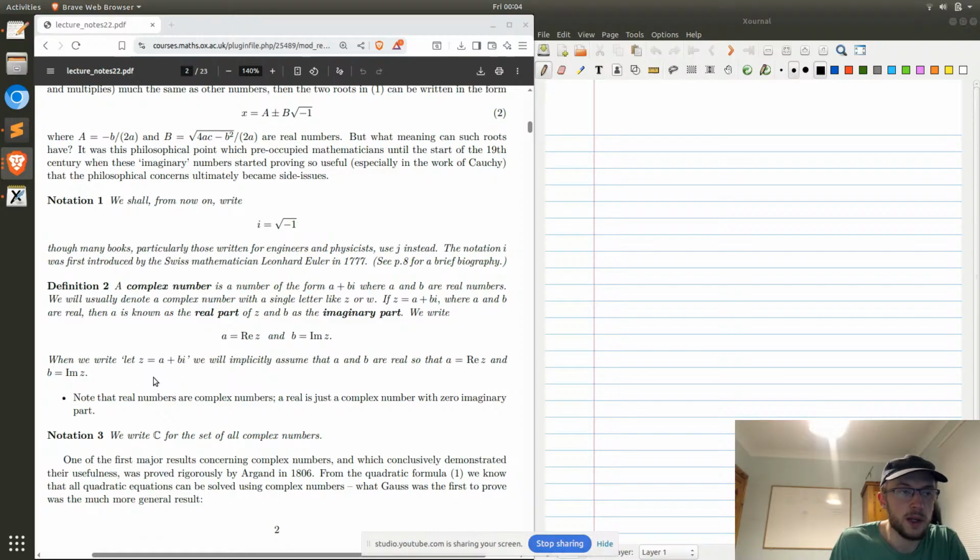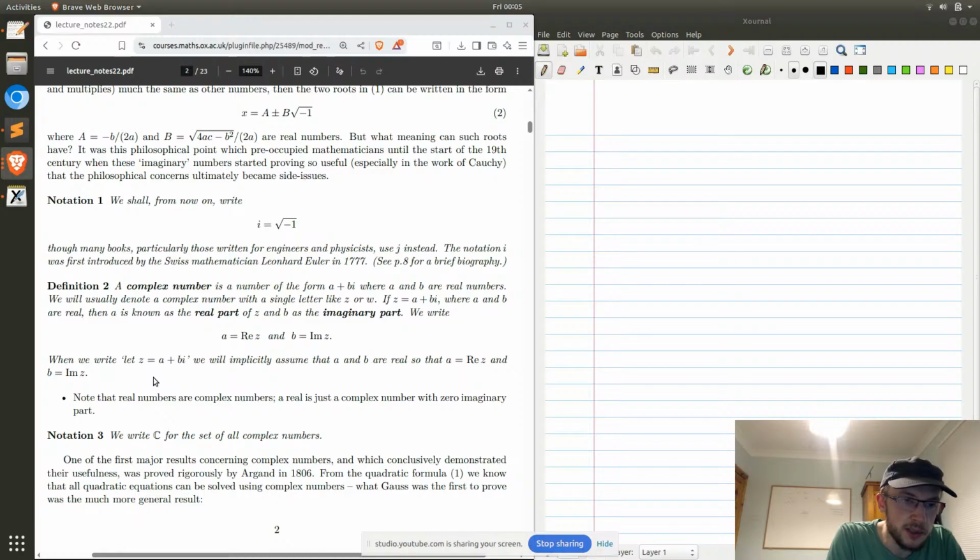Examples I can think of: let z equal 5 plus 3i, then 5 is the real part of z, and 3 is the imaginary part of z. Okay, not 3i, 3. Another example, z equals -2 plus 7 over 5 i. -2 is the real part of z, and 7 over 5 is the imaginary part of z.